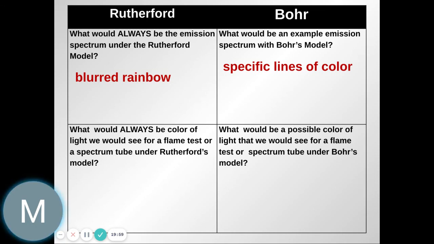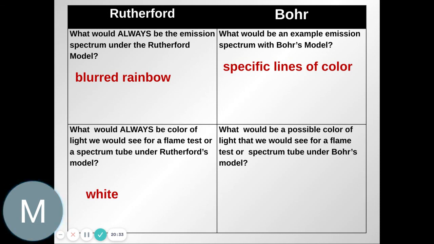Okay? What about this next part? What would be the color of light we would see for a flame test? If we were to look at a flame test, or, and I know you guys didn't get to use a spectrotube, but that's basically the thing that shows you these lines of light. If Rutherford was right, for every single element on a flame test, it would be so boring. It would be white light. I throw copper into the fire, whoop-de-doo, just boring old white light, doesn't do anything. But we throw copper in the fire, we see green light. Like, that's telling me something specific.